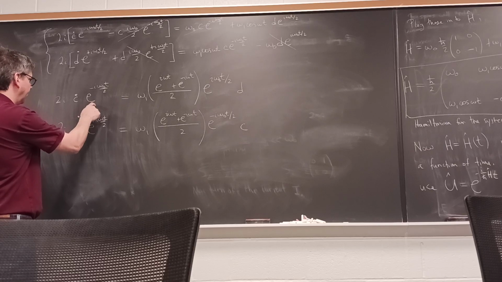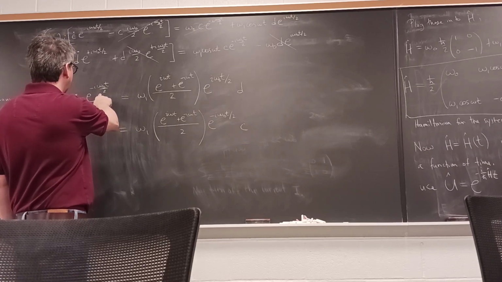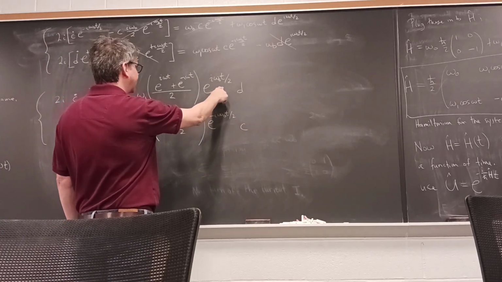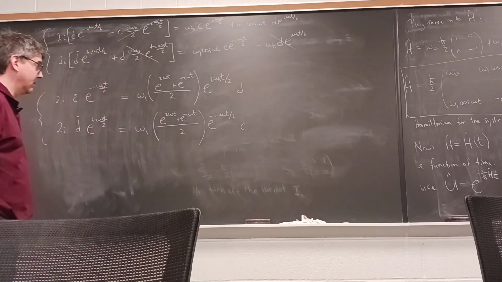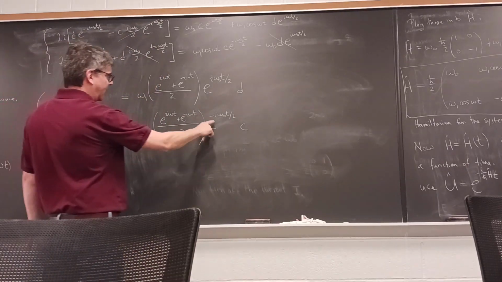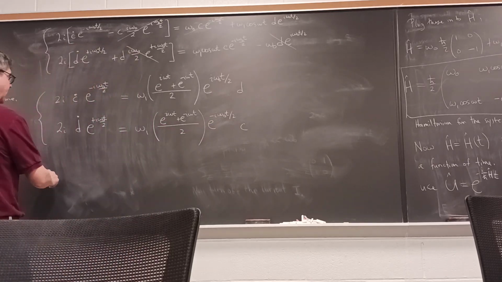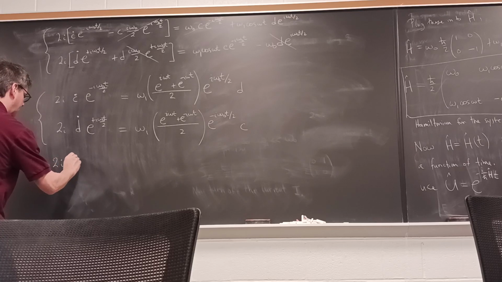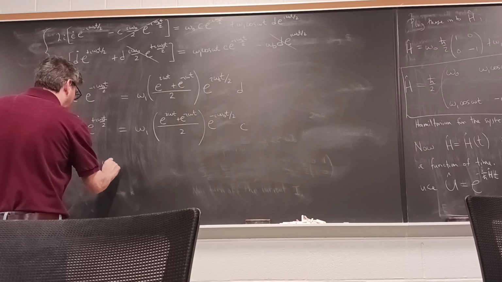Okay, I can bring this e to the minus to the other side. That will make this on the right side e to the plus i omega naught t. And I can take this to the other side, and that'll just make that a full e to the minus i omega naught t.